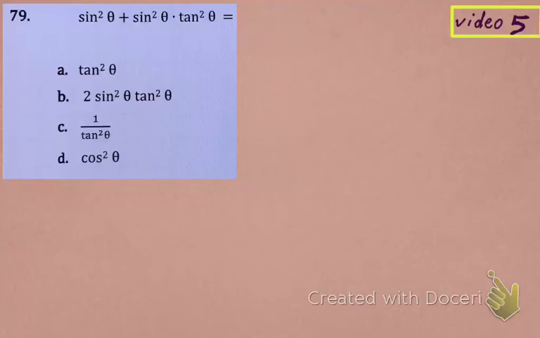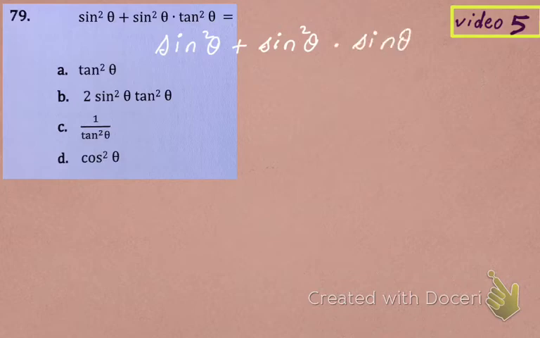Video 5: sine theta squared plus sine theta squared times tan theta squared is equal to. And so what we do here is we immediately start to write the expression down. Remember, the more you write, the better your chance to see the mathematics unfold. And what we do is write tan theta squared as sine theta squared divided by cos theta squared.